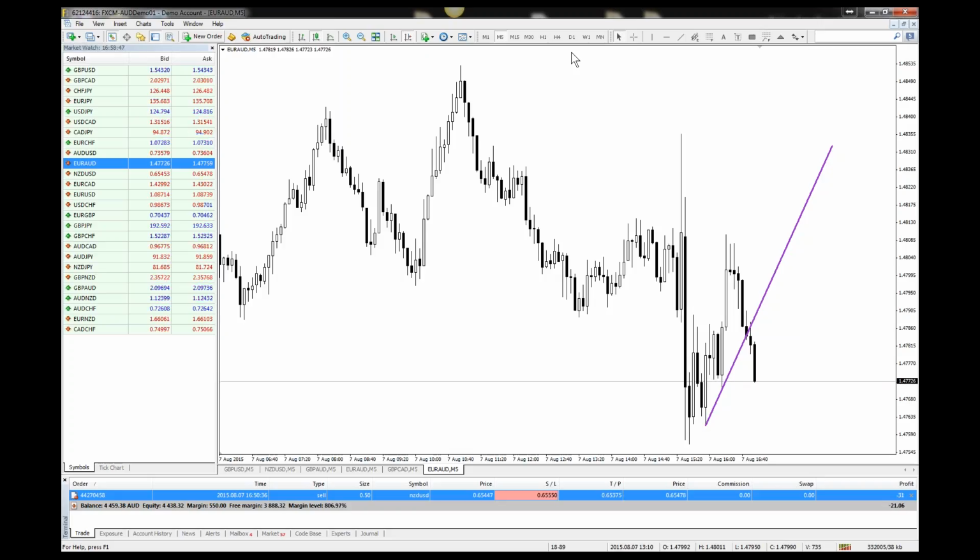I'm trying to read the text here. M5. Okay, so we're on the M5, and these would be warnings for a short, Nancy, because they're warning bars because the body of this candle is inside the wick of this prior candle. Okay, yeah. Does that answer your question, Nancy?